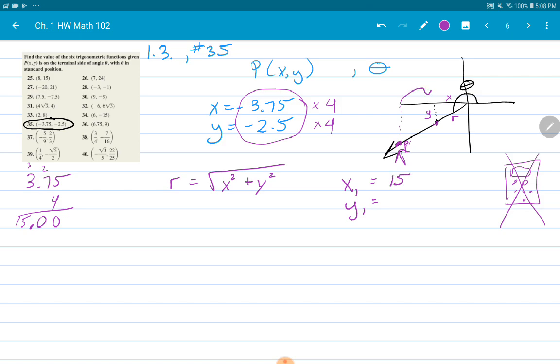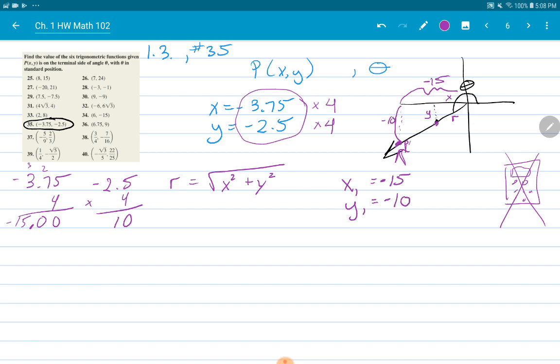So for this length of the similar triangle, I have a negative 15 for x. And y, 2.5 times 4, that one's a little easier, that one's just 10. So that's a negative 10. So this is a negative 10 right here.